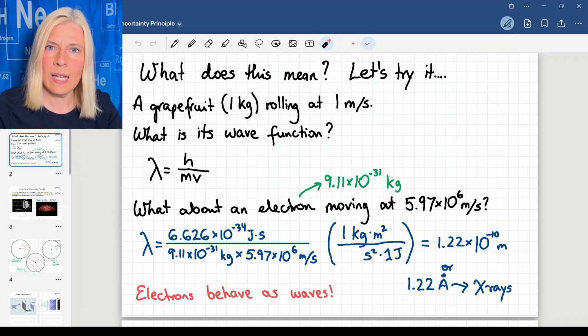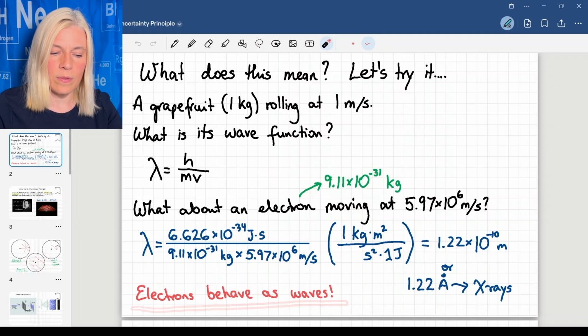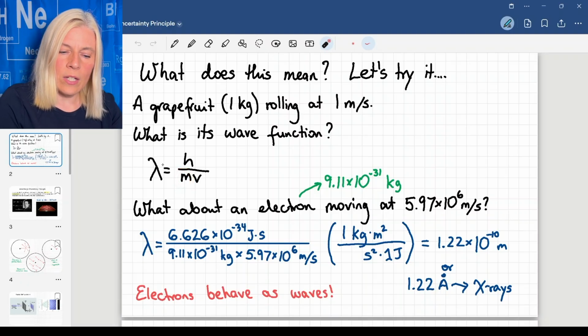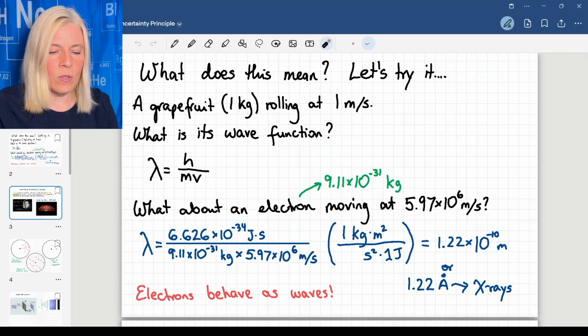So what did he say? That means electrons behave as waves. Electrons can behave as waves. Their mass is so small that actually this wave matters, they do behave as waves. It becomes important. Wow. Wow, where does this story go?